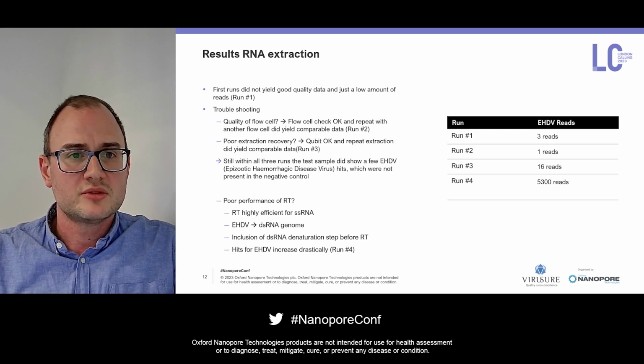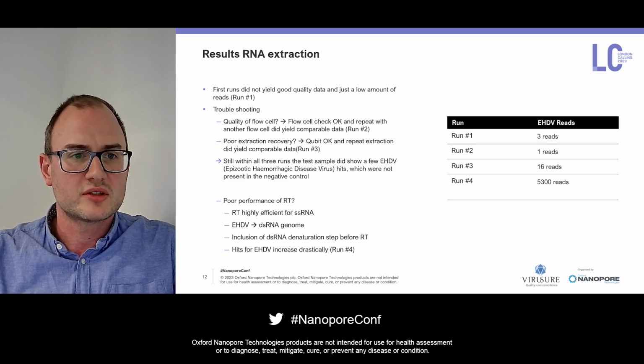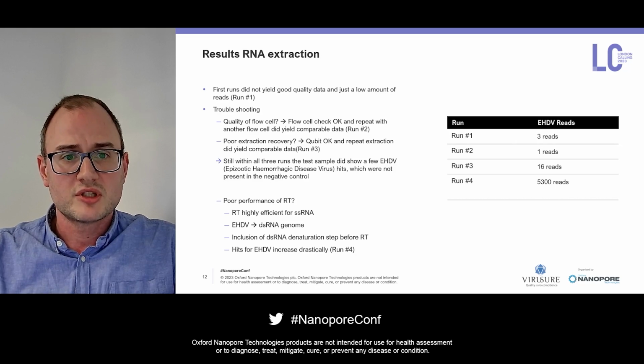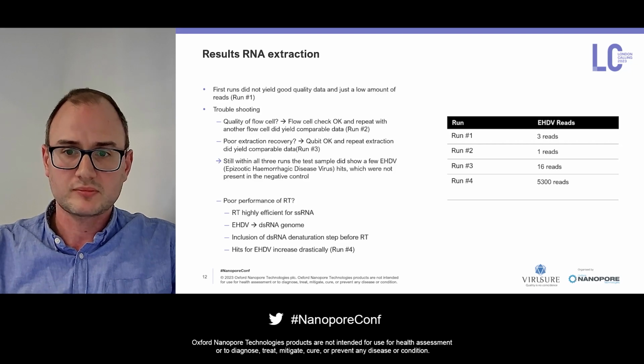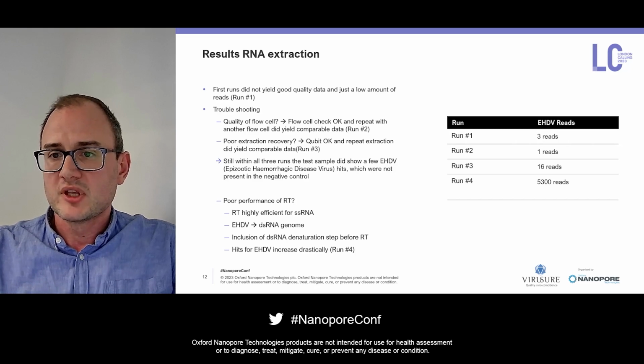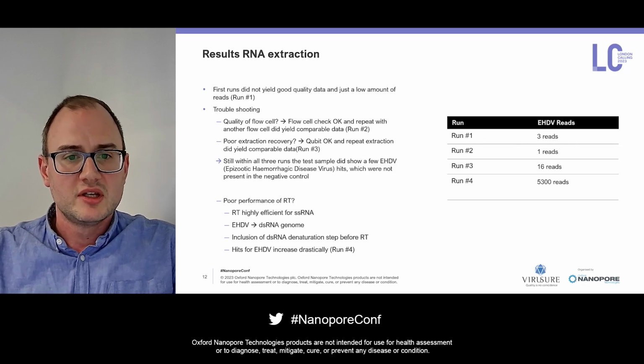Our first runs did not yield any good quality data, so we did some troubleshooting. We checked the quality of the flow cells and also the extraction recovery, but all the flow cell checks and also the Qubit measurements looked okay, and all our repeated runs did not yield any more and better data. However, as you can see in the table on the side, we still obtained a few reads that were associated with the epizootic haemorrhagic disease virus. These hits were only present in our test sample and not in the negative control.